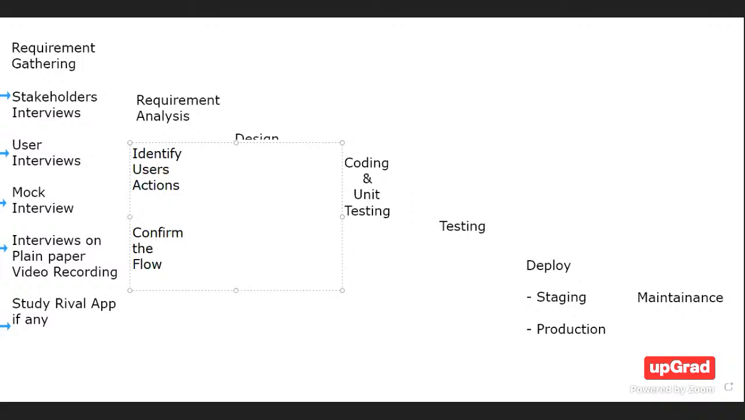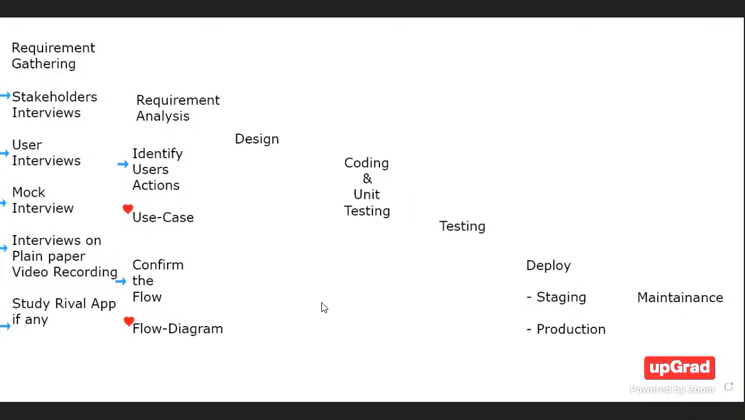So ultimately, the proof of identifying users and actions is something called a use case diagram, and here it is something called a flow diagram. These are a couple of diagrams that you draw, and you get a confirmation from the client. So you identify the users and actions, and you confirm the flow in this next step. Ensure that you have a use case and a flow diagram. These are the things that you ultimately confirm from your end customers. This is a proof of concept from your end customer perspective.